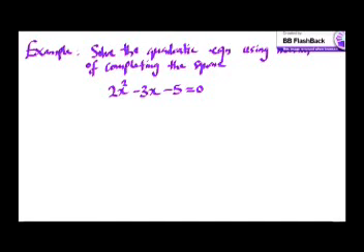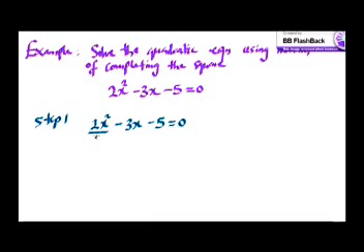Alright, we'll just take an example here that says: solve the quadratic equation using the method of completing the square. An equation is given as 2x² minus 3x minus 5. Now we'll just apply the steps. Step 1 is to reduce the leading coefficient to 1. So you have 2x² minus 3x minus 5 is equal to 0.